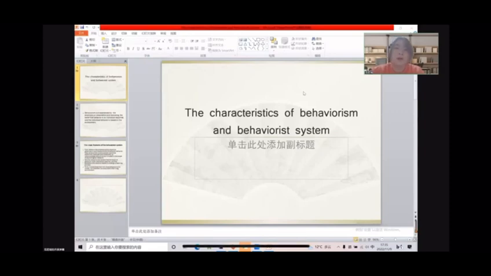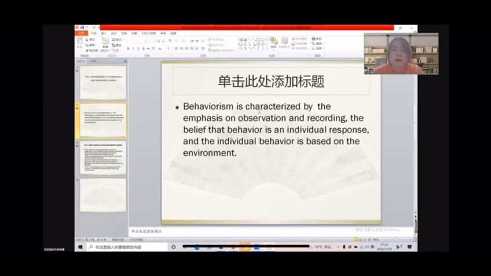Today I want to introduce the characteristics of behaviorism. First of all, behaviorism is characterized by the emphasis on observation and recording, and the belief that behavior is an individual response, and that individual behavior is based on the environment.